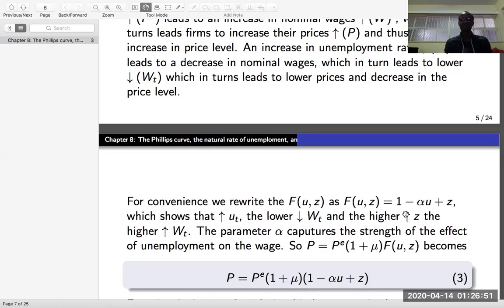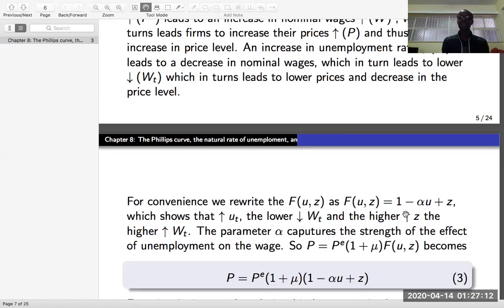We show that if you increase unemployment, wages will fall. And if you increase your catch-all variable, i.e., bargaining power increases, you can actually ask for a higher wage. The parameter alpha captures the strength of the effect of unemployment on wages.